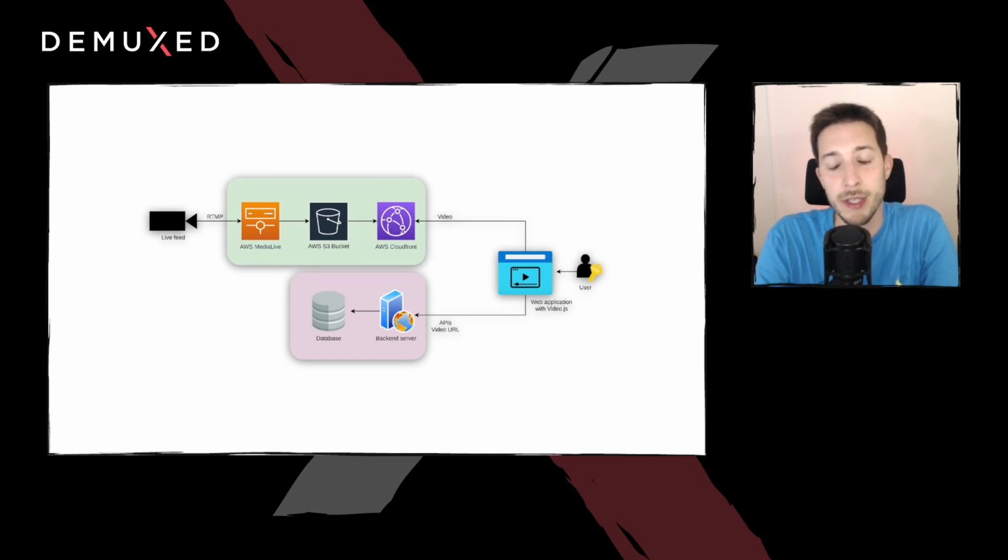Then he described what I think is the most basic AWS live video workflow. They were using Media Live to create an HLS version of the live stream, an S3 bucket to store the output, and a CloudFront instance as CDN. They also built a backend server and a web application with VideoJS as web player.